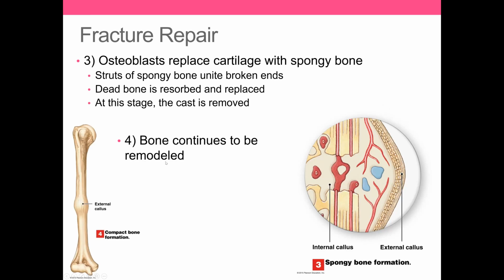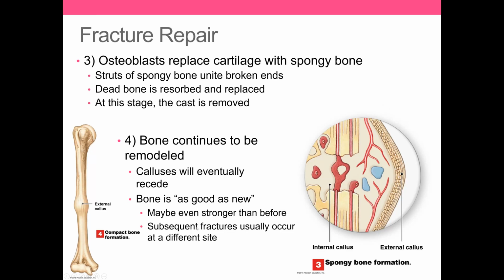And the last and final stage is over the next several months to years, the bone will continue to be remodeled. For a while, you will see the swollen external callus on the outside, but over time that will be remodeled and the bone will go back to look just like new. So the calluses will eventually recede and the bone is as good as new. And in fact, after this healing process, bone seems to be stronger than it was before, because subsequent breaks in the bone usually occur at a different site. They don't usually occur at the same site twice. So this repair process actually can make the bone stronger in that location.